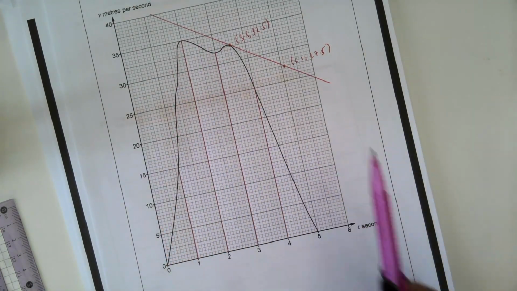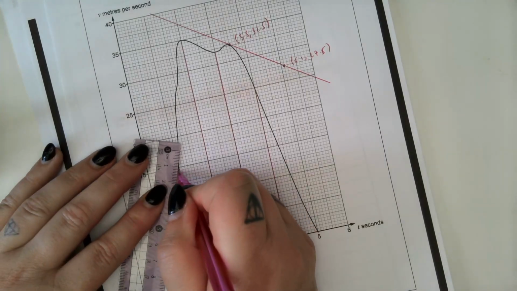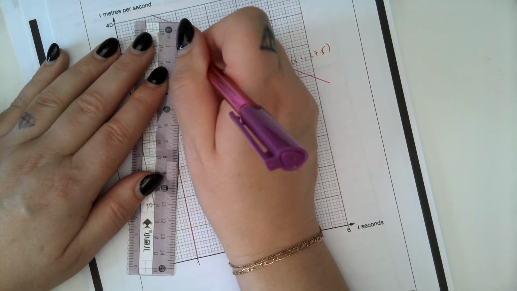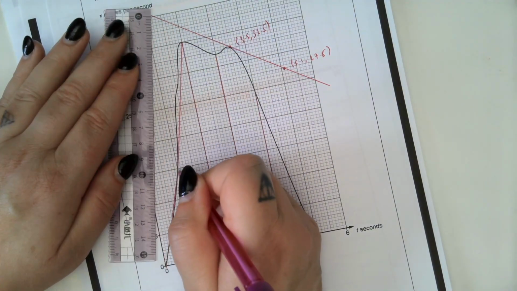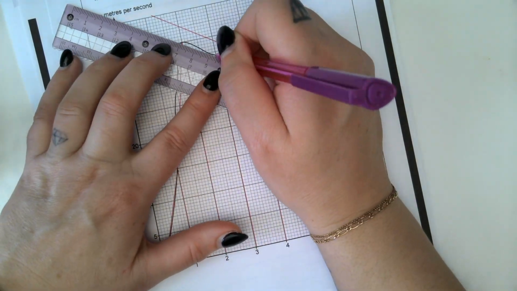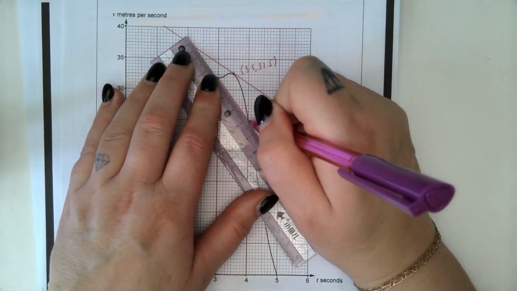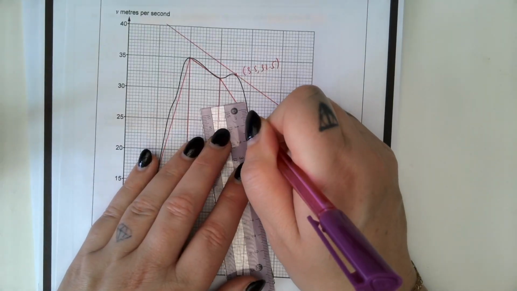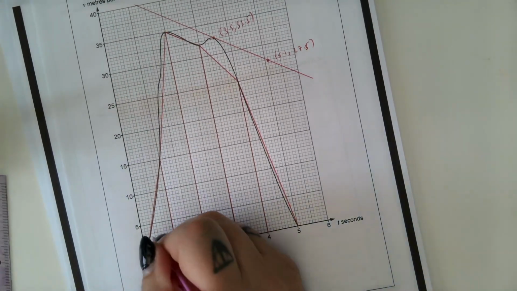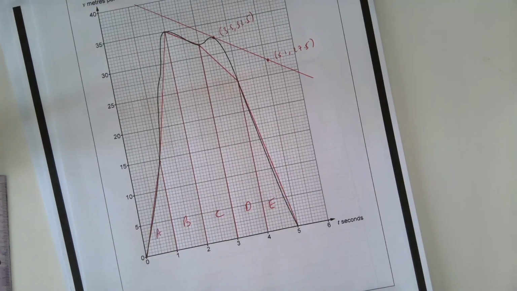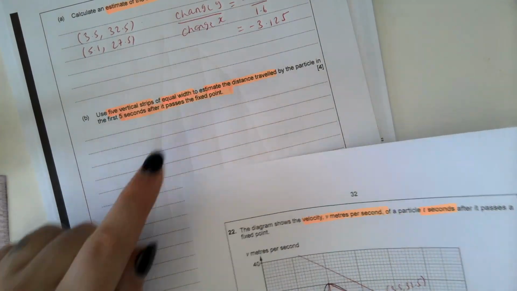But this is only an estimate, so now I'm going to make these into shapes. This is going to become a triangle. From this point to this point is a trapezium. Here to here, also a trapezium, here to here, also a trapezium, and then from this point to here is a triangle. So we've got A, B, C, D and E. We're going to work out the area of each of these strips and then add them together to get an estimate for the distance travelled.